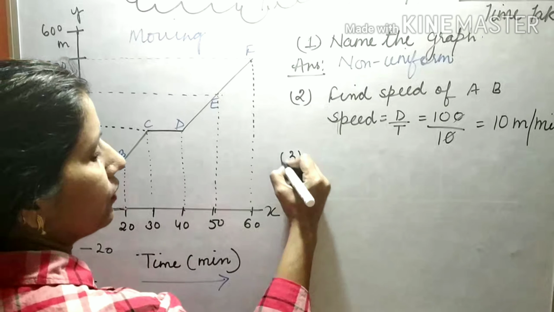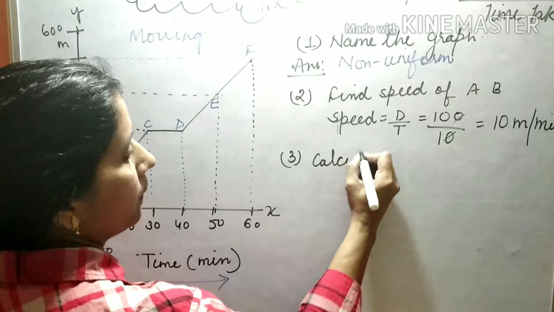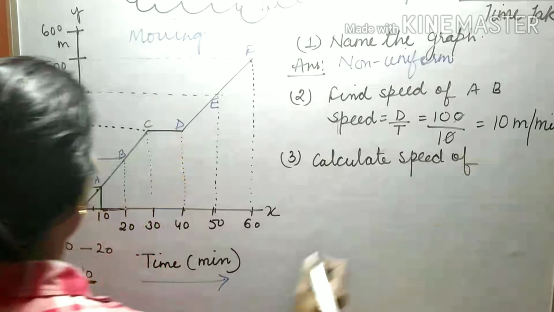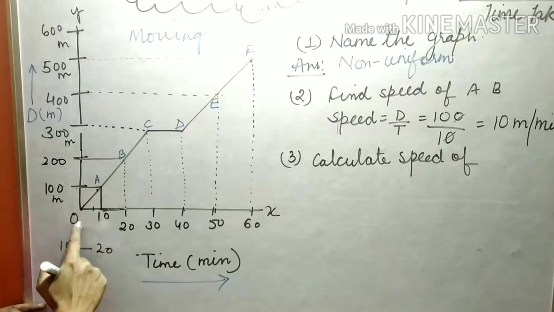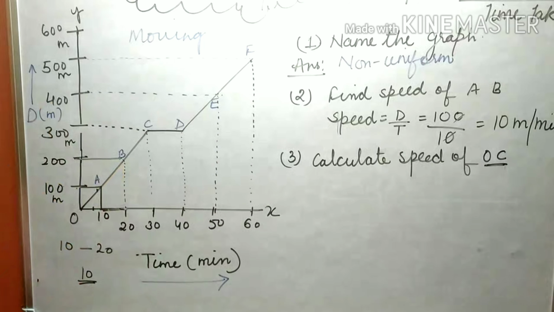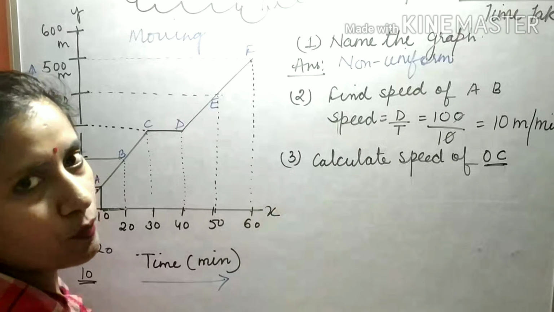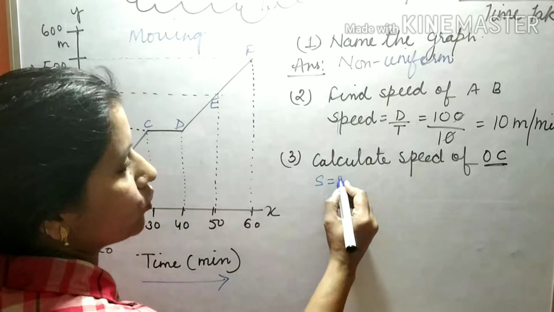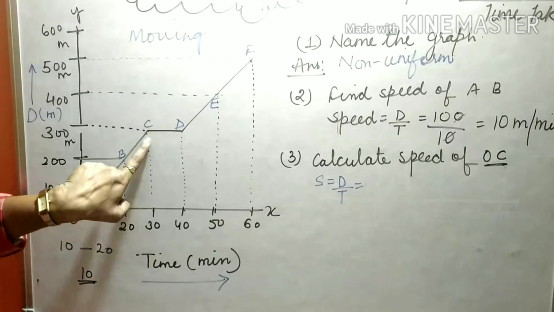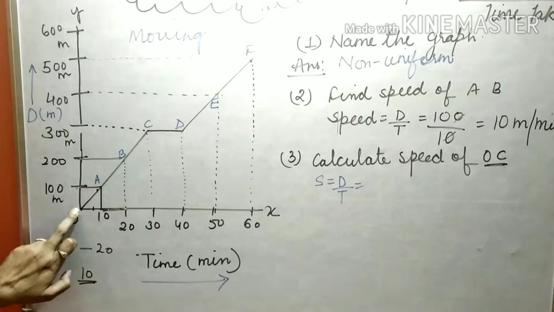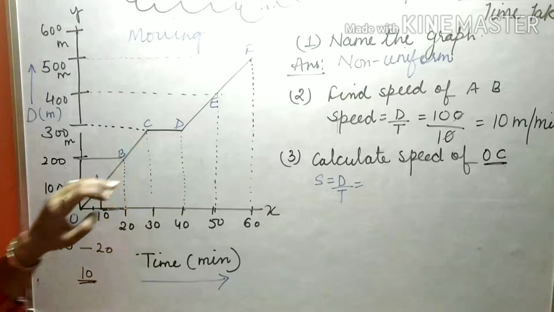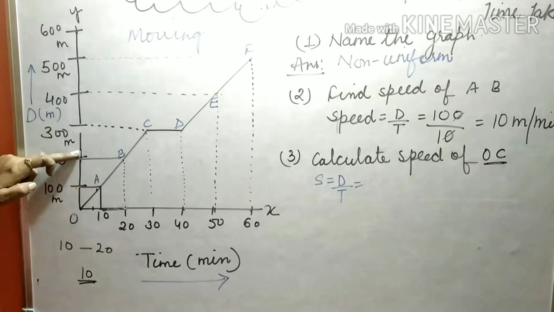One more question. Calculate speed of O to C. O C की स्पीड निकालनी है. Again you will put the formula. So don't forget to write the formula again and again. So again, speed is equal to distance upon time. Let's see O से C तक कैसे चला है. O में डिस्टेंस it was 0, यहाँ से अभी शुरू ही नहीं किया, यहाँ से शुरू किया, ठीक है. और C में कितना हुआ? 300. तो पहले 100 चला, फिर 200 चला, फिर 300.